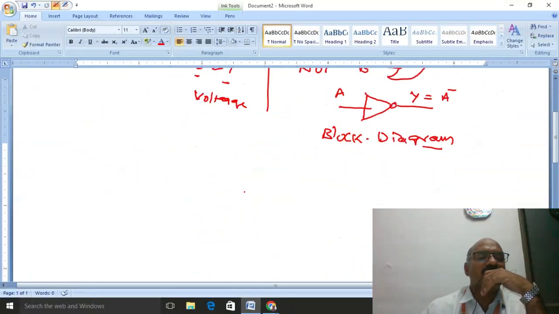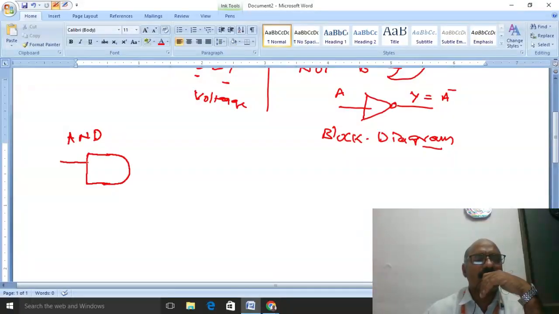Let us consider first the AND gate. The AND gate has two inputs. One input is A and one more input is B, and the output is Y, and Y is the function of A dot B. And generally we write the truth table with A, B and Y.